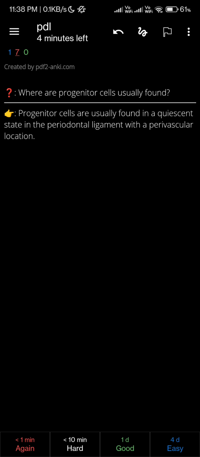Where are progenitor cells usually found? Progenitor cells are found in the periodontal ligament in a quiescent state with a perivascular location.